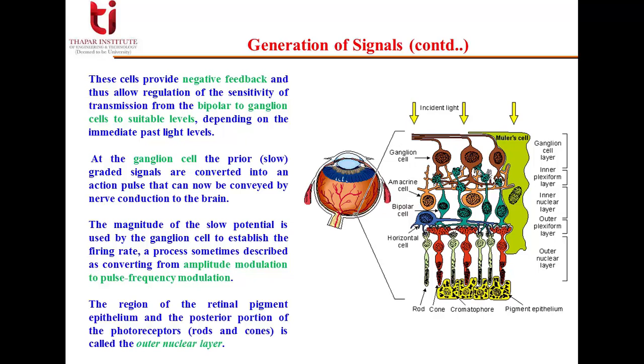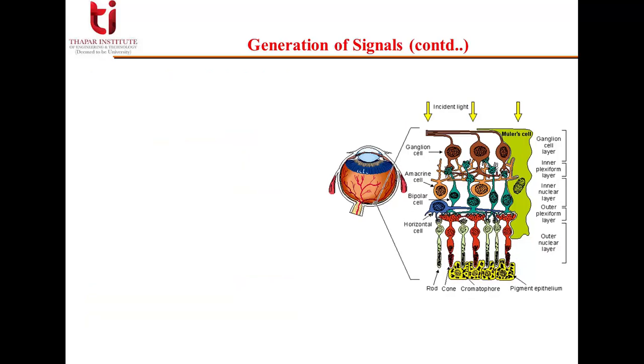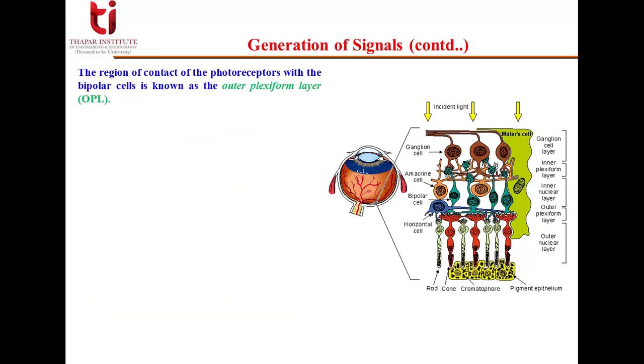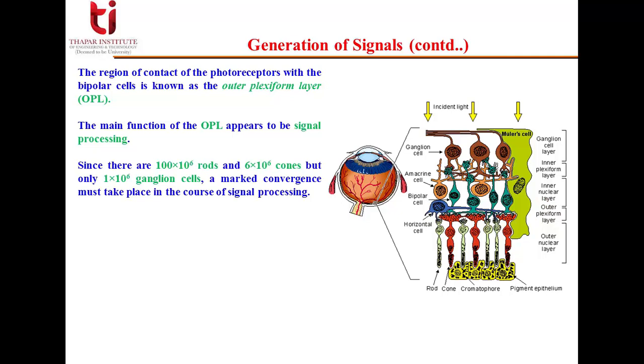The region of the retinal pigment epithelium and the posterior portion of the photoreceptors, mainly rods and cones, is called the outer nuclear layer. Further, the region of contact of the photoreceptors with the bipolar cells is known as the outer plexiform layer. The main function of this layer is signal processing. Since there are 100 × 10^6 rods and 6 × 10^6 cones, but only 1 × 10^6 ganglion cells, a marked convergence must take place in the course of signal processing.